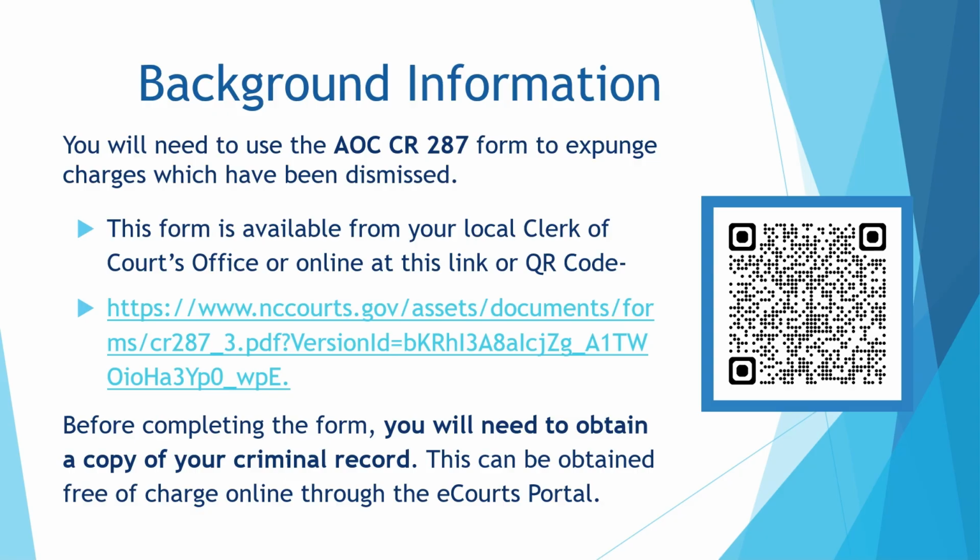You can either go to your clerk's office and ask them for that form. They may have some there. An easier way to do it is to go to the website. We've got a link on the screen right there. Or you can go to the court's website and look up AOC CR287. That'll pull up a copy of the form. Or if you've got your phone with you, you should be able to pause this video and scan that QR code up there, which should take you to that form.